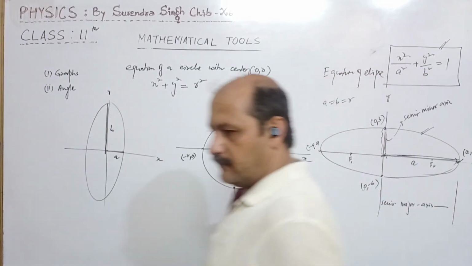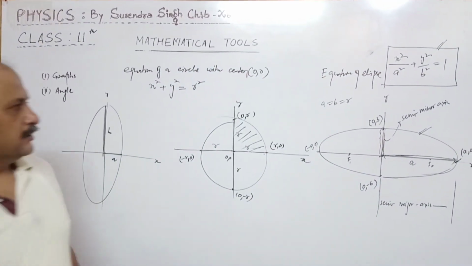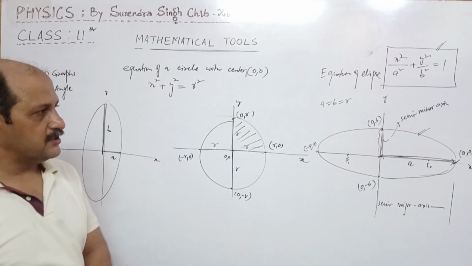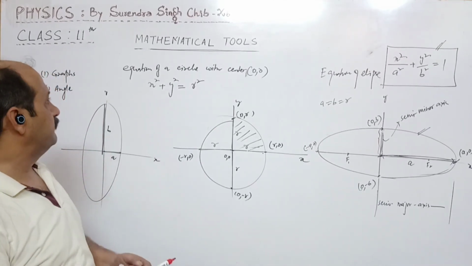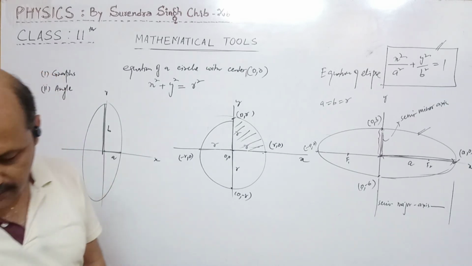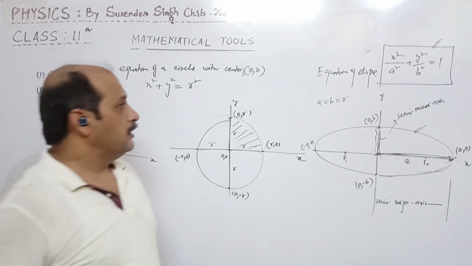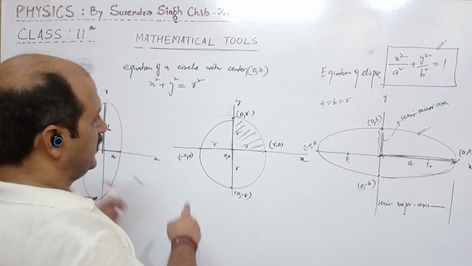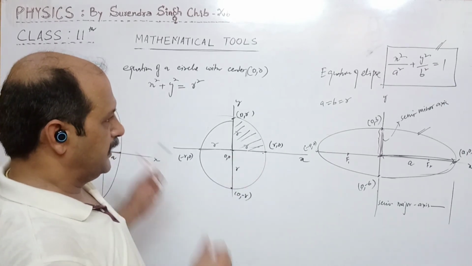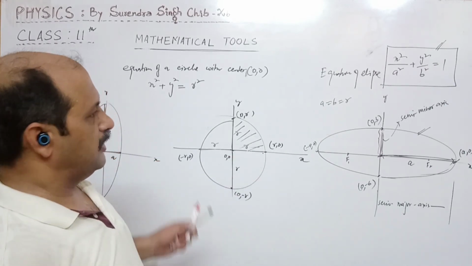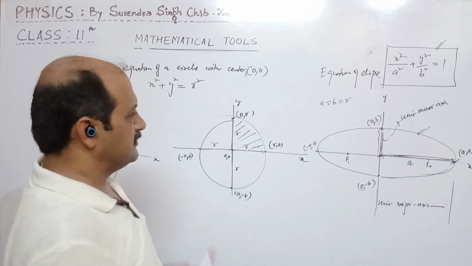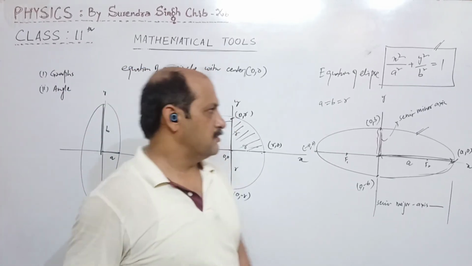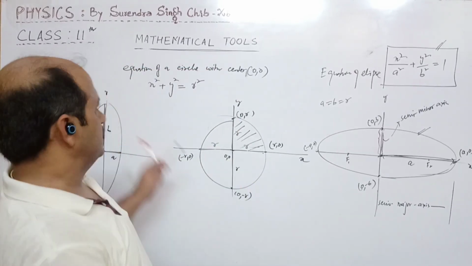So we have done different types of graphs. Graph of linear equations and graph of quadratic equations, graph of a circle and a graph of an ellipse. So you are requested to please go through these topics and learn it, and non-medical students will do these things in maths, but medical students must focus over these things.